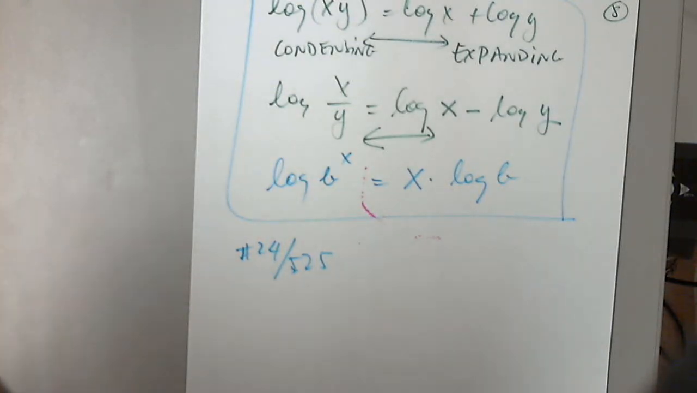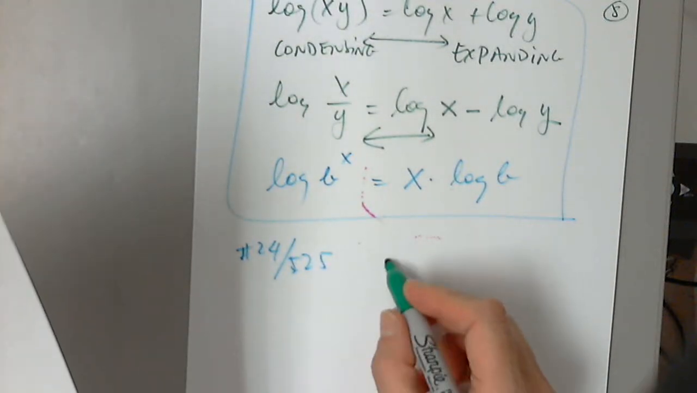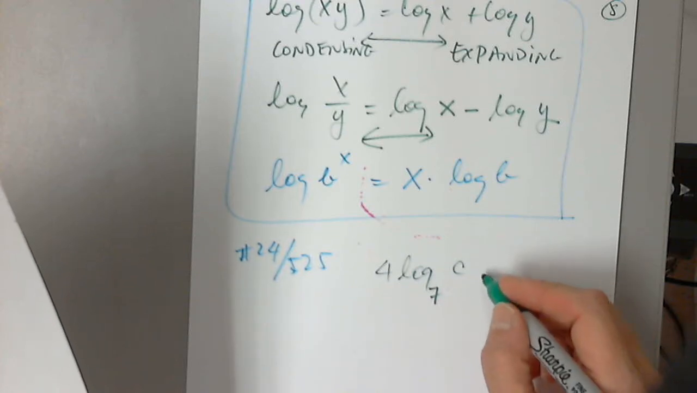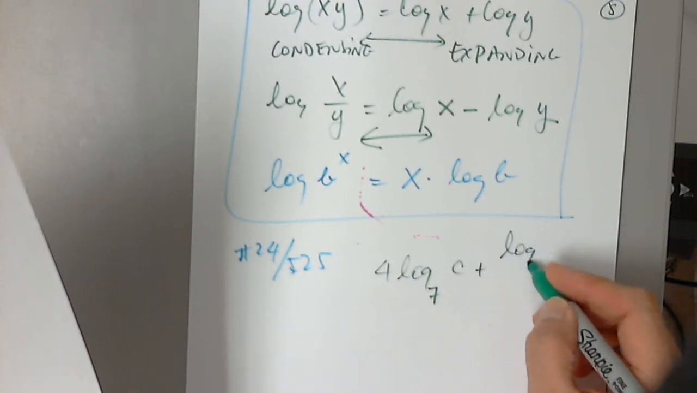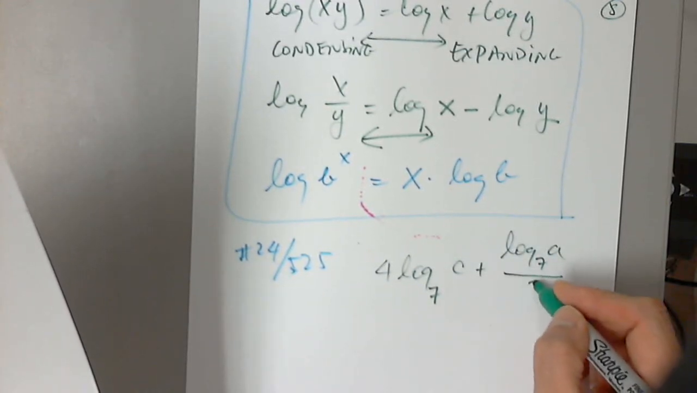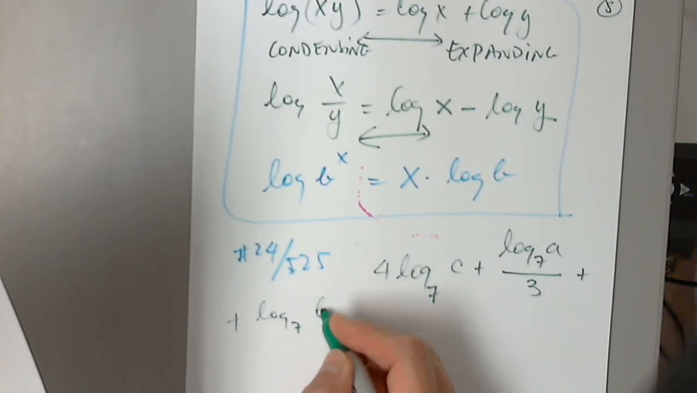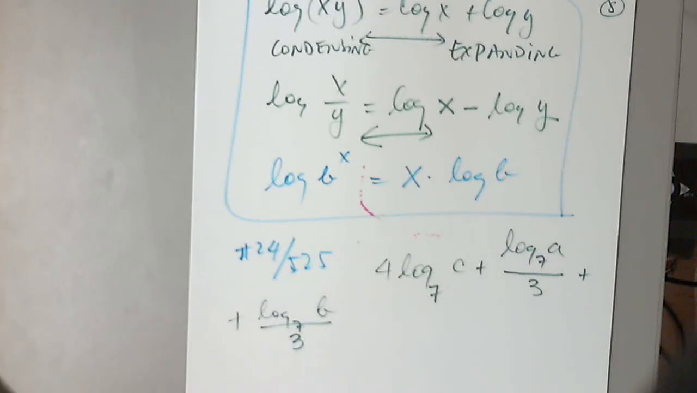And we have 4 log base 7 of c plus log base 7 of a divided by 3 plus log base 7 of b divided by 3. Right now, this looks completely gibberish. It's extremely simple once we get used to it. So we're going to practice.